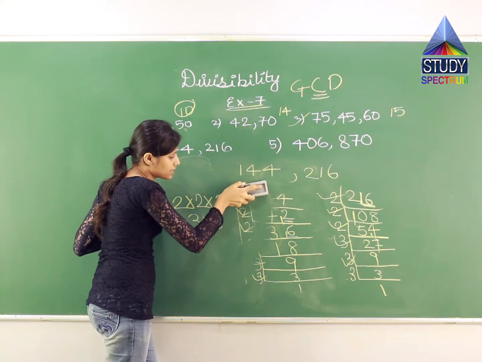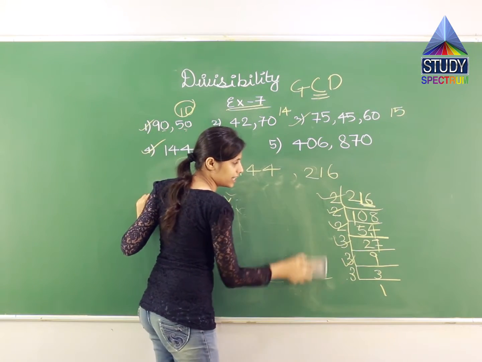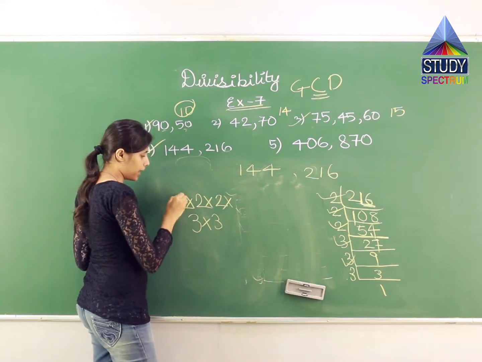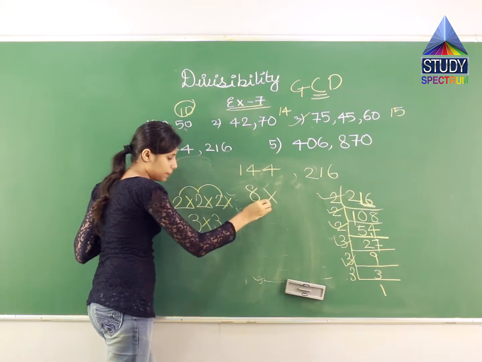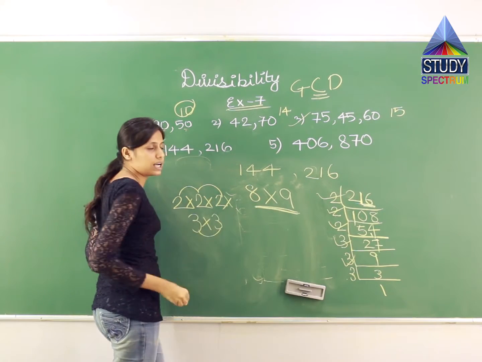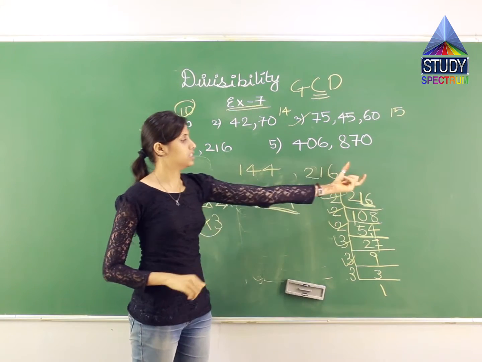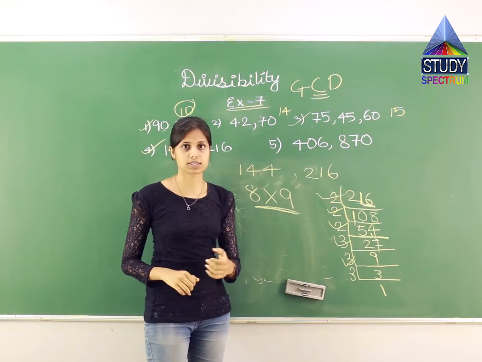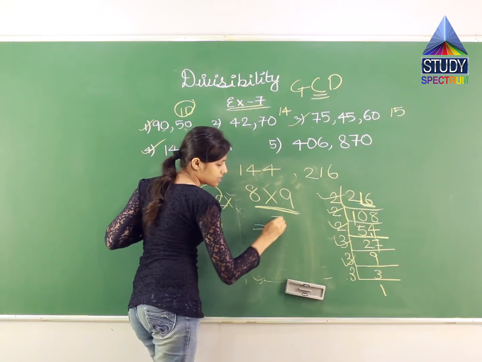Now we will solve this, that is multiply them all to get the answer, that is GCD for these two numbers 144 and 216. Let us multiply. 2 2s are 4, 4 2s are 8. I got 8. Multiplied by 3 3s are 9. 8 multiplied by 9 gives me how much? The answer will be the GCD for 144 and 216. The answer is 72. So I can say that the answer is 72.